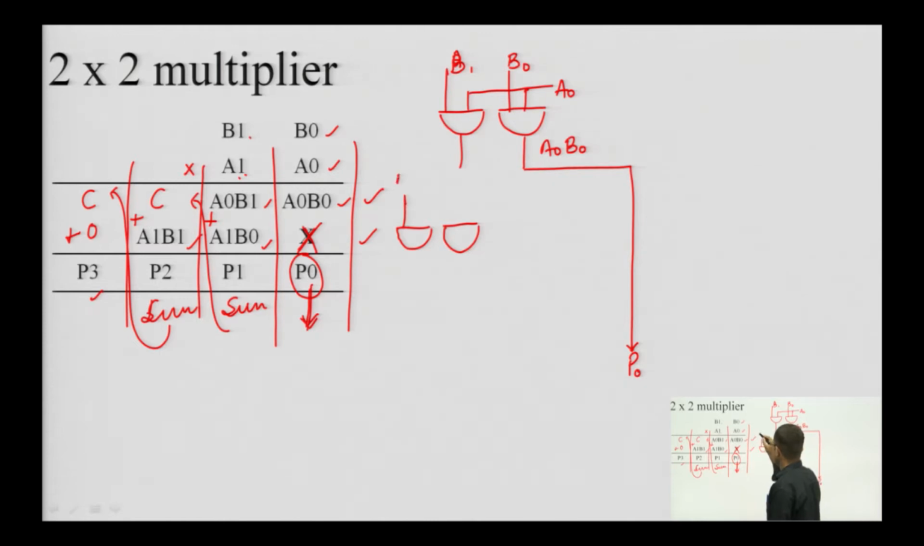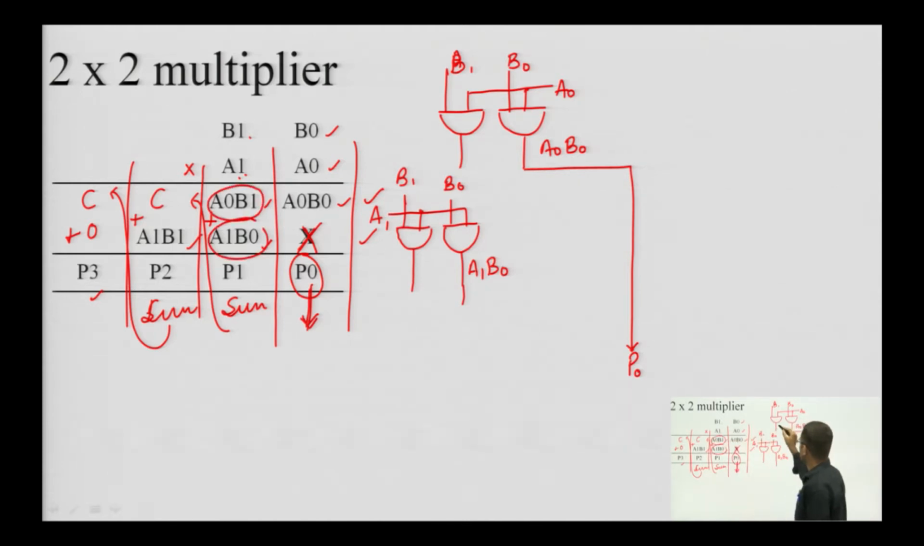So, this will be B 1, this will be B naught, and both will be multiplied by A 1. So, these two products will be generated. Okay. So, now this is your A 1 B naught. So, this A 1 B naught will be added to A naught B 1, which is this one, A naught B 1. So, these two things are to be added.